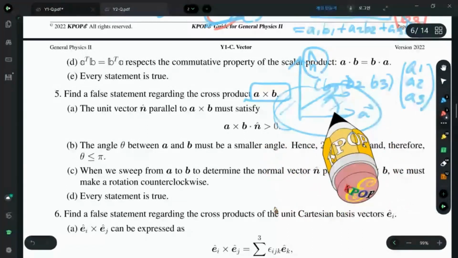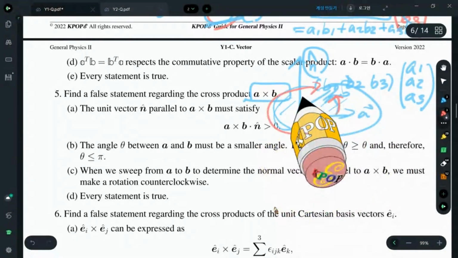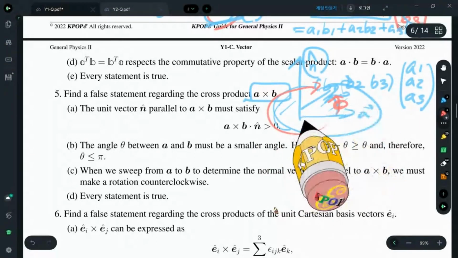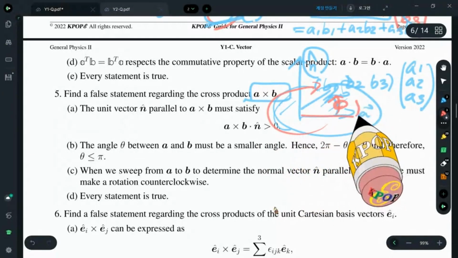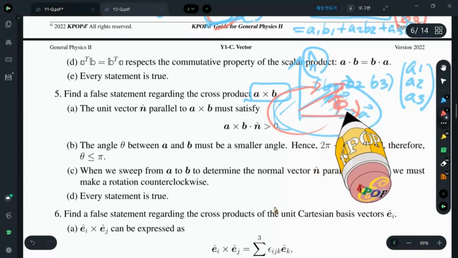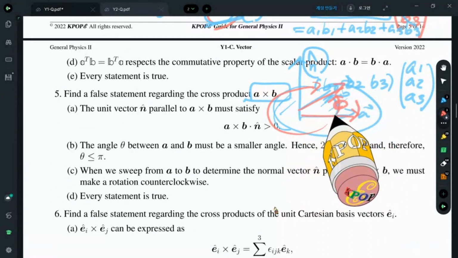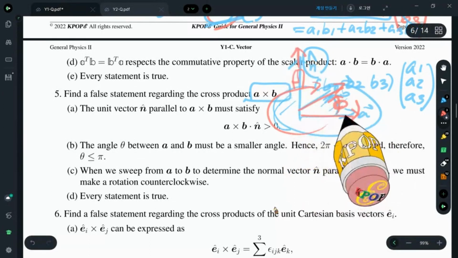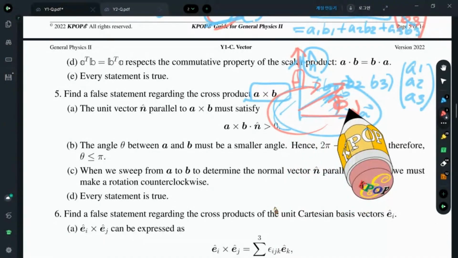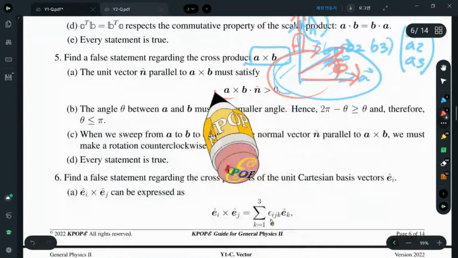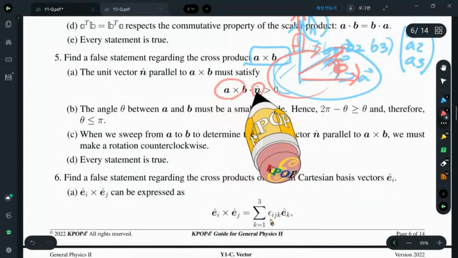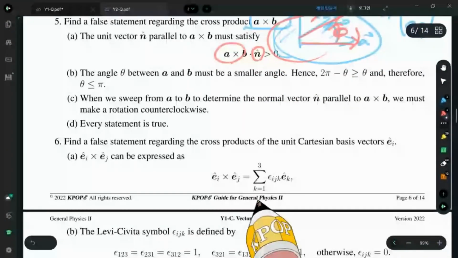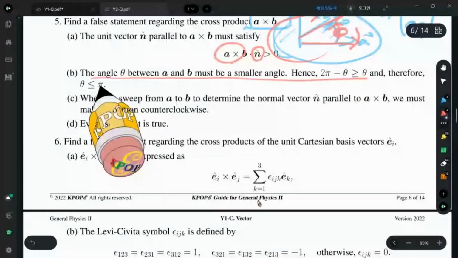There are two ways of rotating, this way or this way. And you notice this angle is smaller. So when you swipe from A to B with a smaller angle, then your right hand thumb is heading toward the direction of the cross product. So in that case, the scalar product of the cross product and n hat should be positive definite. This is the explanation for the small angle.